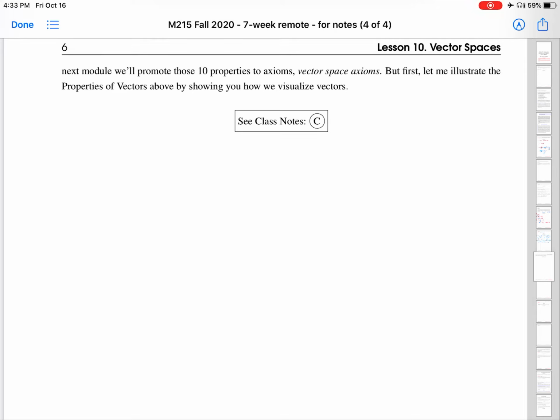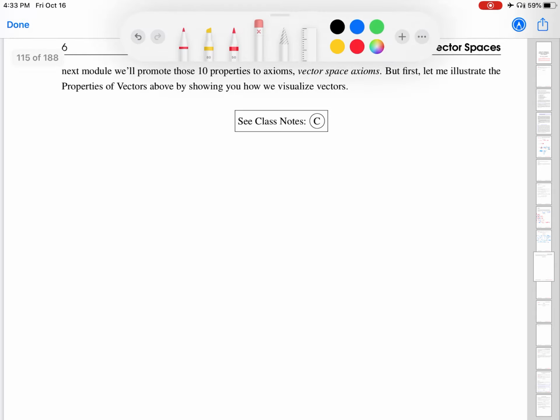Hi, this is Professor Fernandez working on Class Note C in Lesson 10. The point of this class note is to show you how to visualize vectors. So that's what we are going to do.